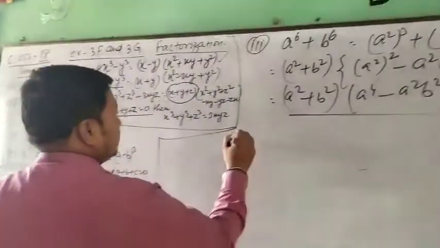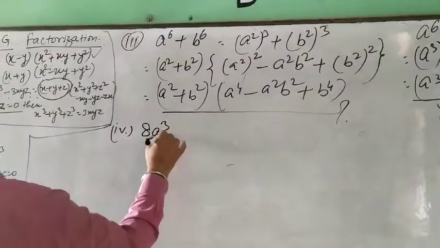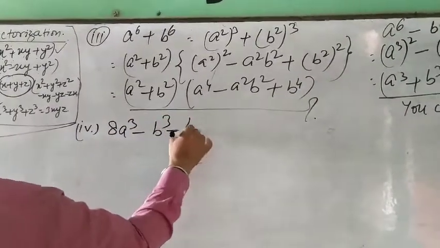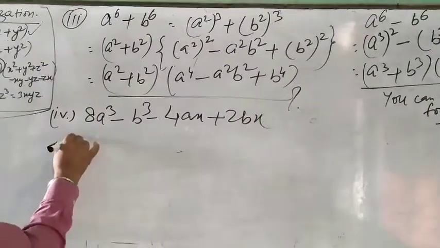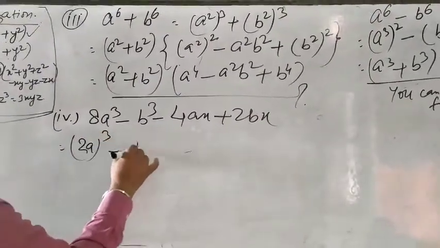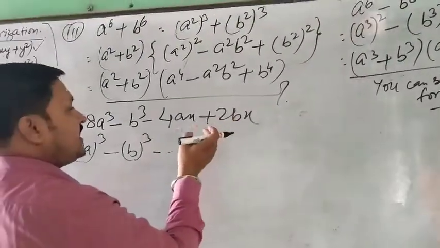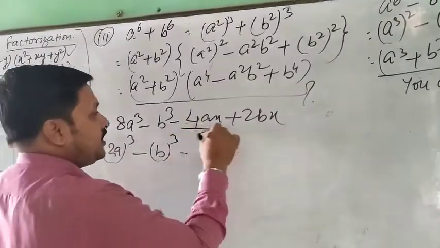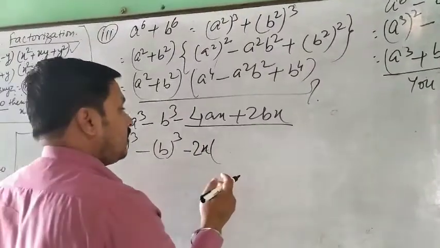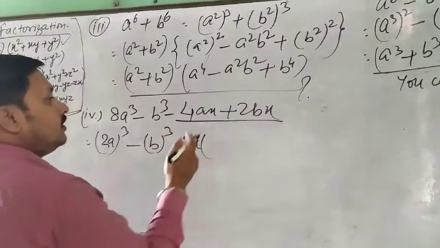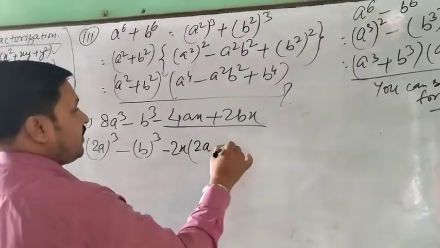Your fourth question is 8a cube minus b cube minus 4ax plus twice bx. Here (2a) the whole cube minus (b) the whole cube, minus 2x will be common in these two terms. Minus 2x will be common. So your result is (2a minus b).